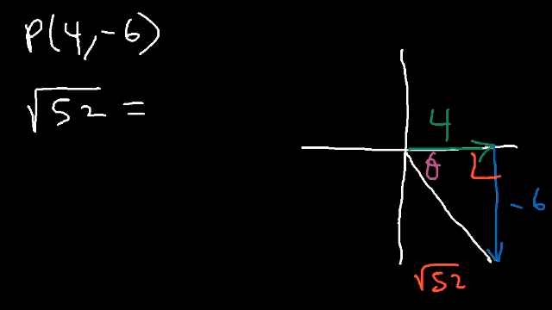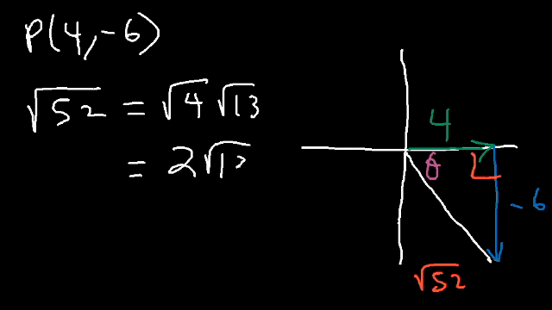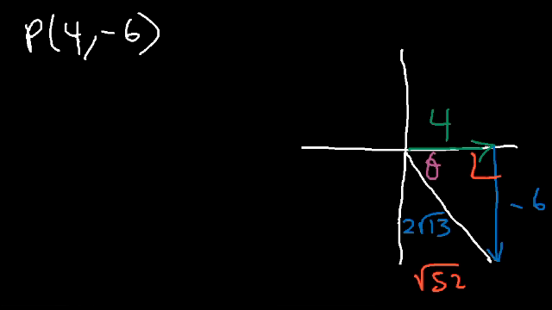So what is the highest perfect square that goes into 52? 4 goes into 52. So you can rewrite 52 as 4 times 13, because 4 times 13 equals 52. And the square root of 4 is 2. So therefore, root 52 simplifies to 2 root 13. So we can get rid of the root 52. We don't need that anymore.